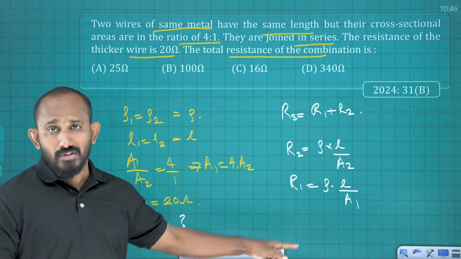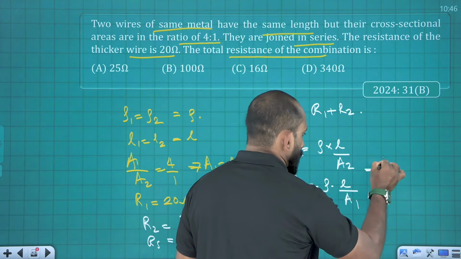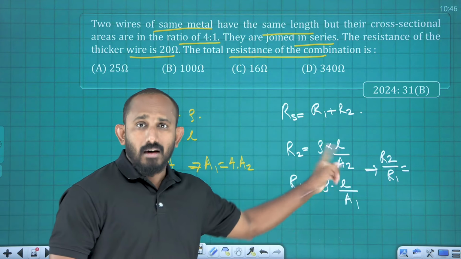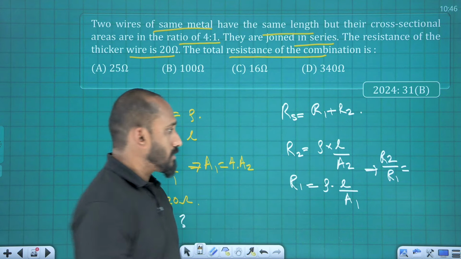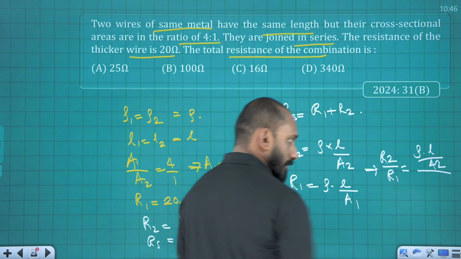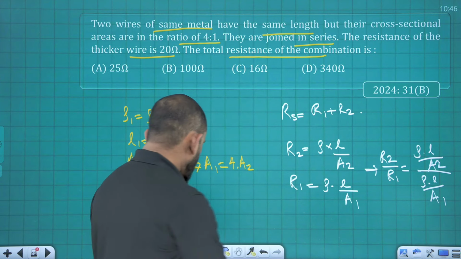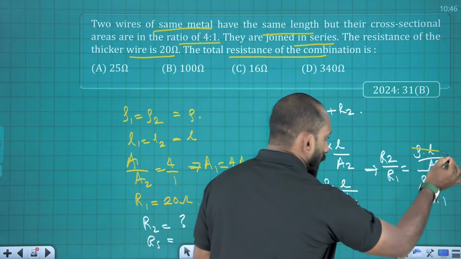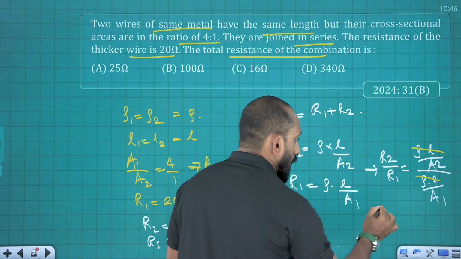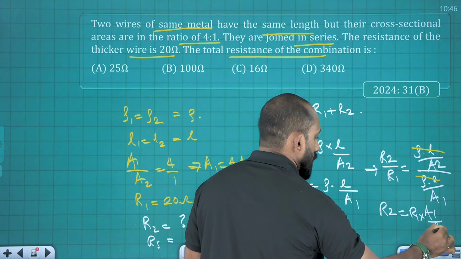If you find the ratio of these two, then R2 is very easy to find out. Here we can write R2 divided by R1 is equal to, if you divide the RHS, rho L cancels. So it will become rho into L by A2 divided by rho into L by A1. If you cancel there, rho L cancels, then A1 goes to the numerator. So the final answer will be R2 is equal to R1 into A1 by A2.